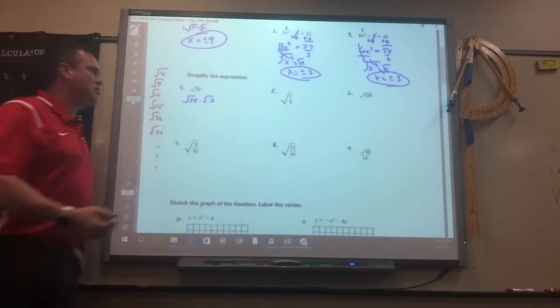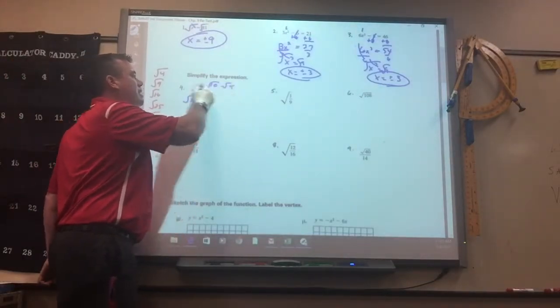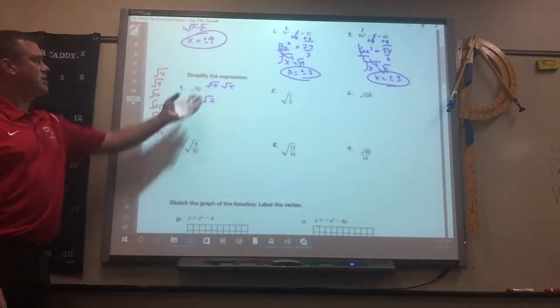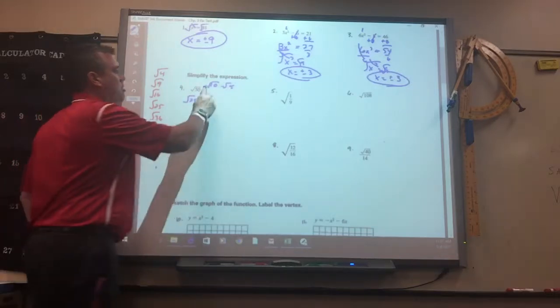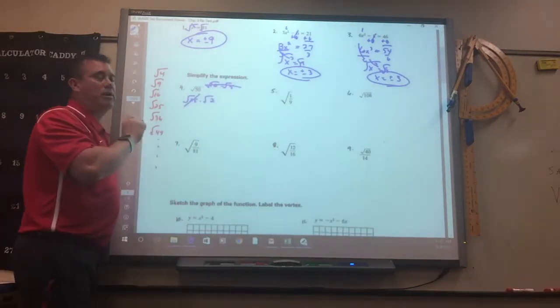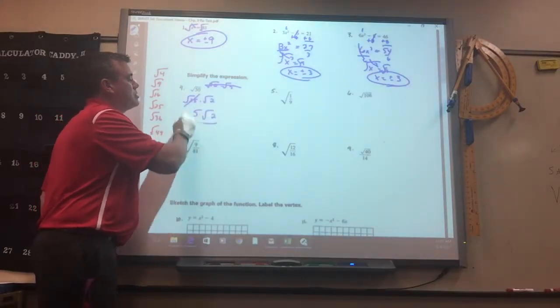Now, you could go square root of 10 times the square root of 5. That's also square root of 50, but it doesn't help you at all because neither of these are perfect squares. Even though it's true, it doesn't help you. That would be wrong. So this turns into 5 square roots of 2.